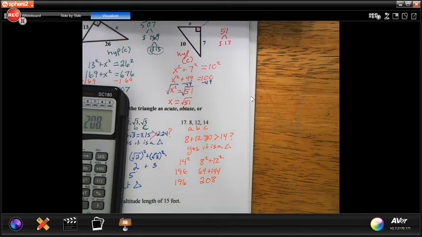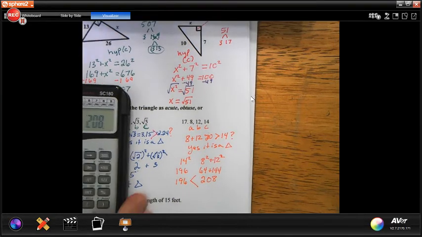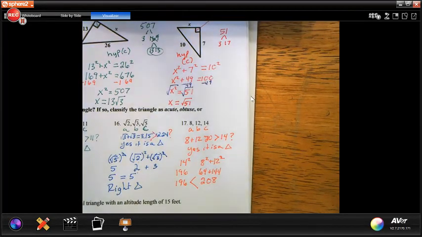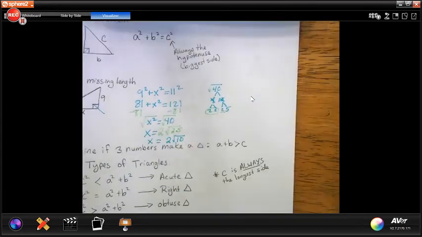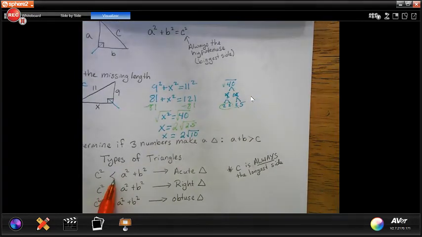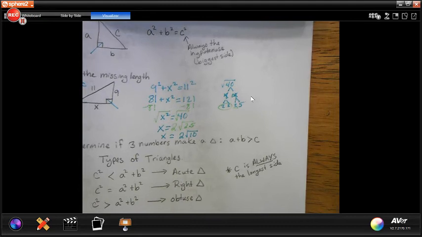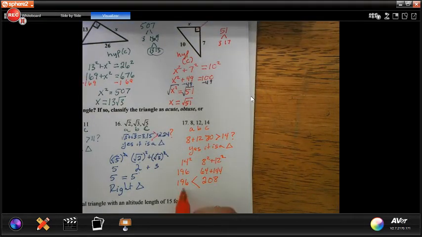The symbol that goes between it, well, Pac-Man wants 208 dots. That's better than 196 dots. So it goes that way. And since it goes that way, 196 is smaller. So the smaller type of angle is acute. So we write acute triangle.